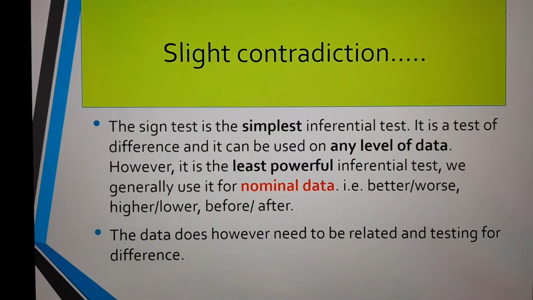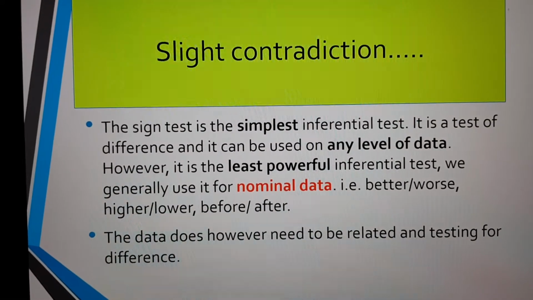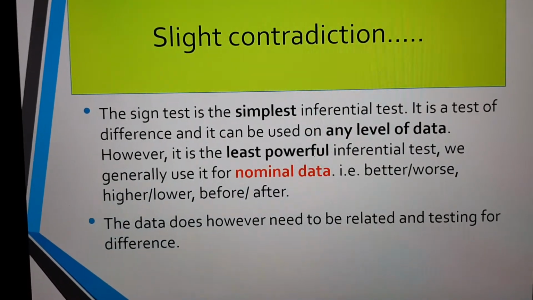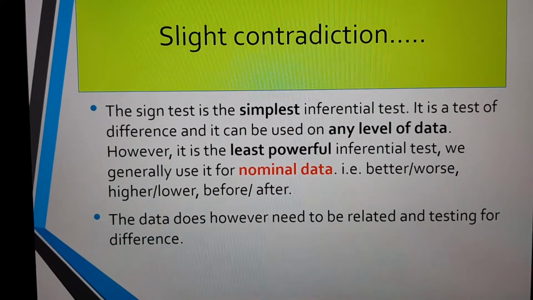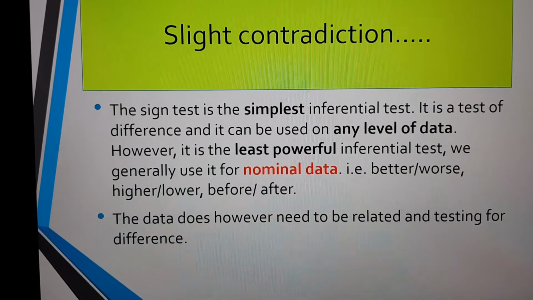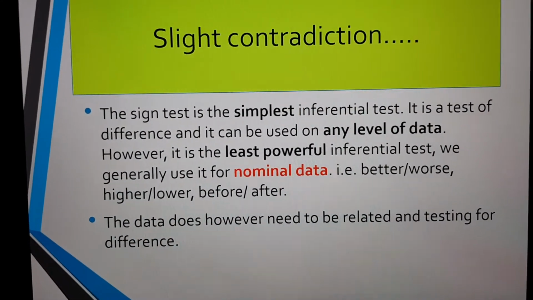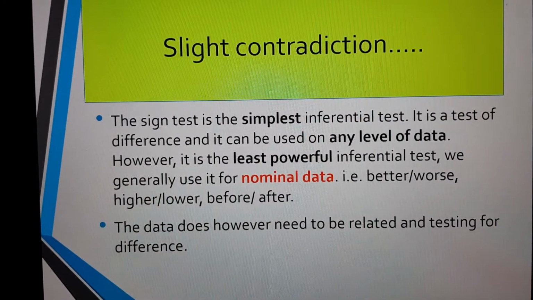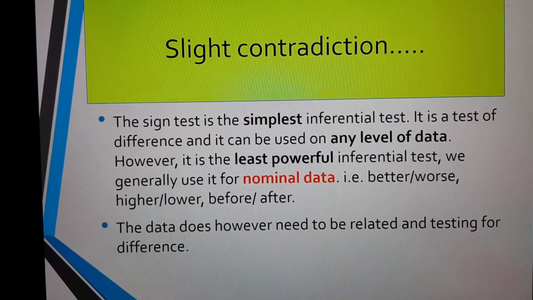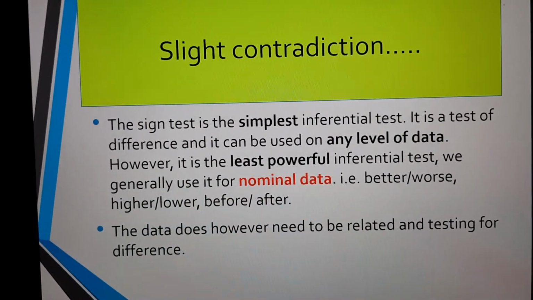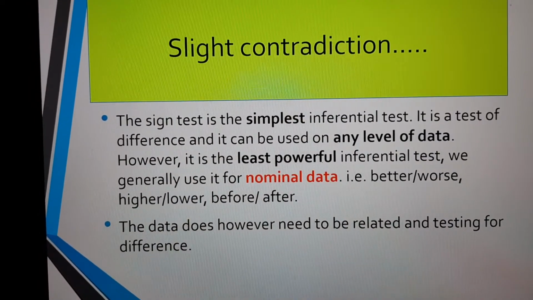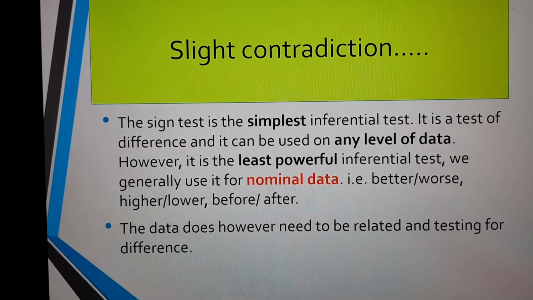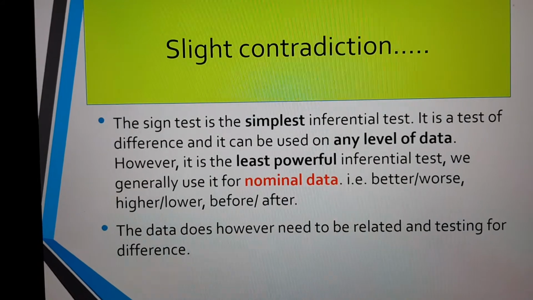Here's the contradiction. It is used with nominal data, but you could use it with other levels of data. So you can use it with interval or ordinal scales, but because it's not very sensitive, it's best to go for another test. So Wilcoxon would be far better to use if you had ordinal or interval data. But you wouldn't be wrong if you did use it with ordinal or interval data, and they should give you credit for that in the exam.